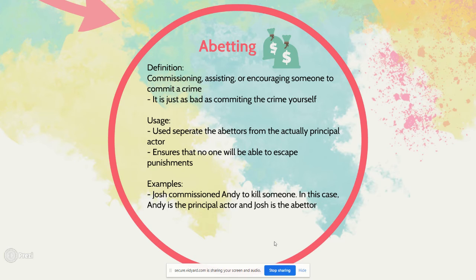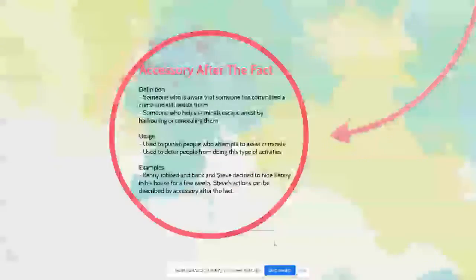The main difference between abetting and accessory after the fact is that accessory after the fact does not involve any personal commission of the crime.